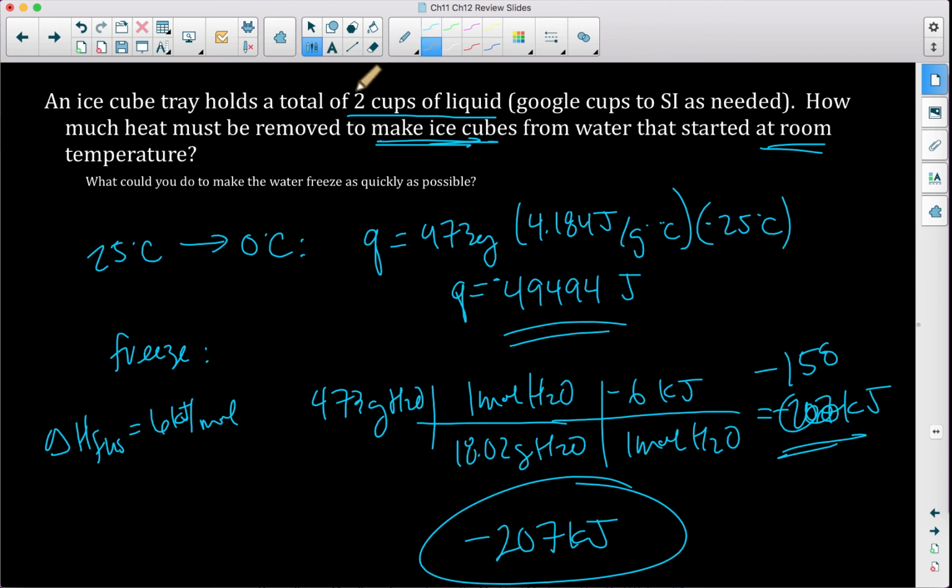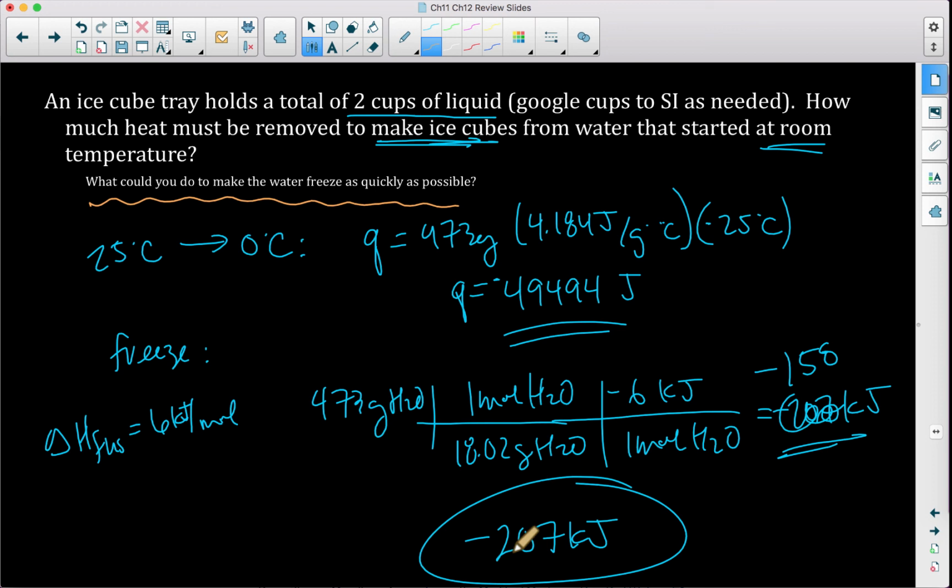If we look, there's actually a follow-up question. It says, what could you do to make the water freeze as quickly as possible? Sometimes our natural instinct is, oh, well, remove more heat, which is not a thing. This amount is associated with this amount of heat removal. There's no way we can change the amount of heat to be removed. But what could we do?